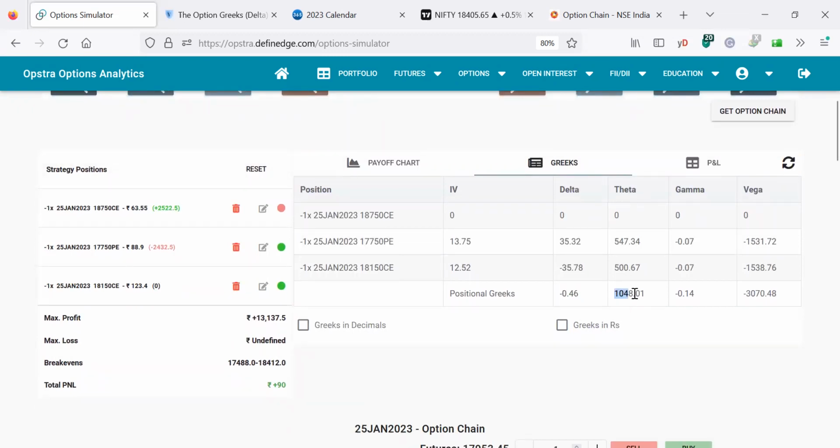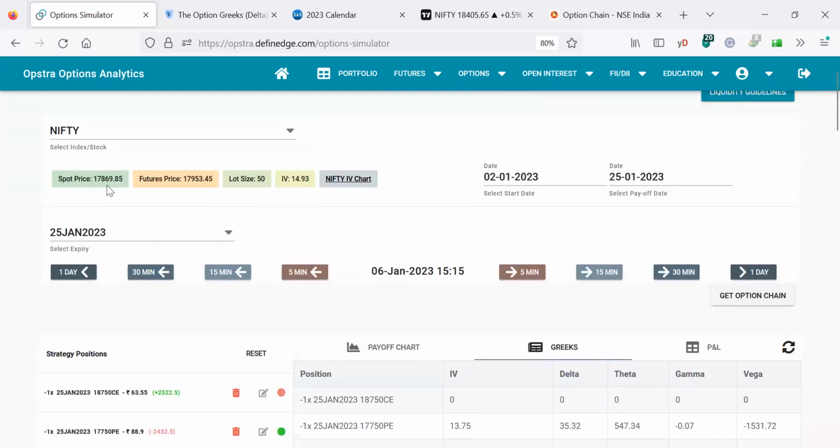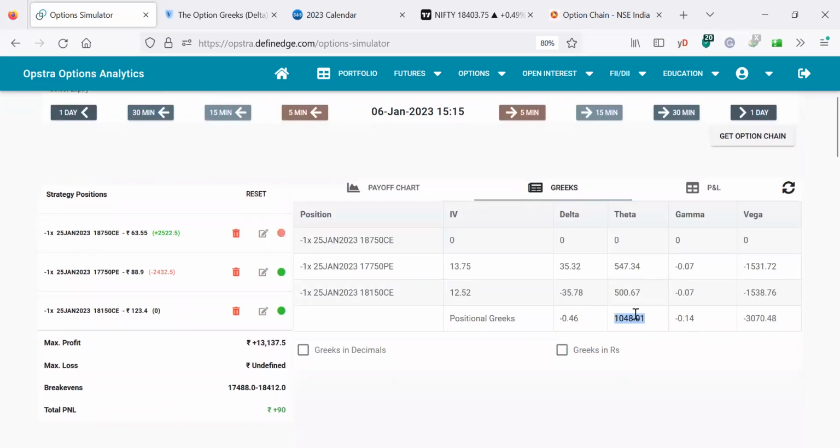Theta is also, means from now onwards, if the market stays over here only, and the spot is different now, 17,018. So it is almost 400 points below the point where we started our strategy. So theta is 1,000, which means for every one day move with the same strike price, or the same spot, we can get 1,000 rupees each day if the market does not move. But that is not going to happen.